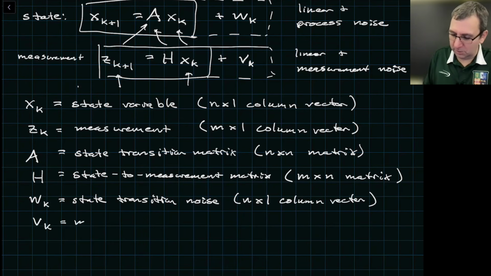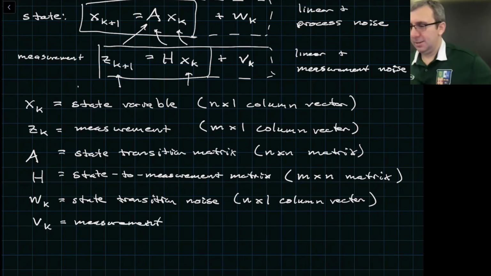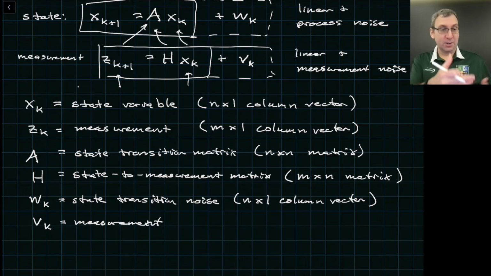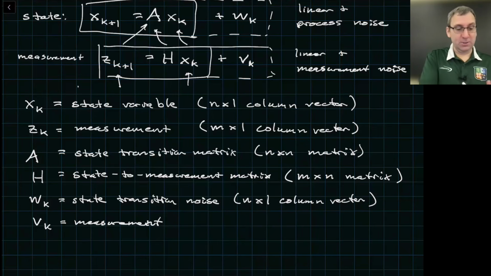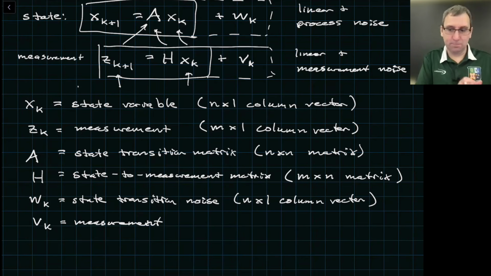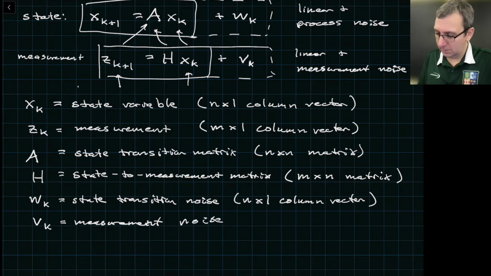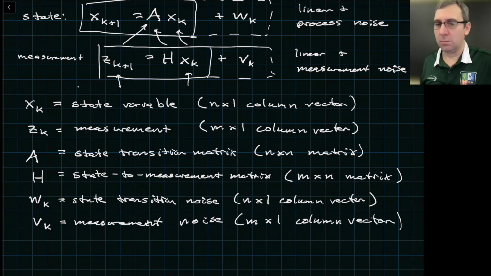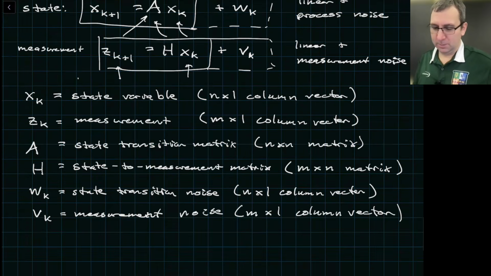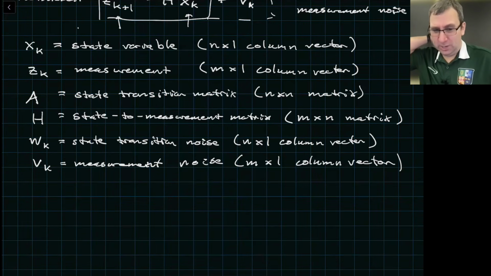v_k is the measurement noise. That one's a little bit easier to understand because usually the manufacturer of a sensor has already done something to tell you, here are the error bars. It's going to be this plus or minus something, and that's related to this measurement noise. So this is an m by 1 column vector. All right, so those are all the things. I think it'll make more sense once we start doing an example.